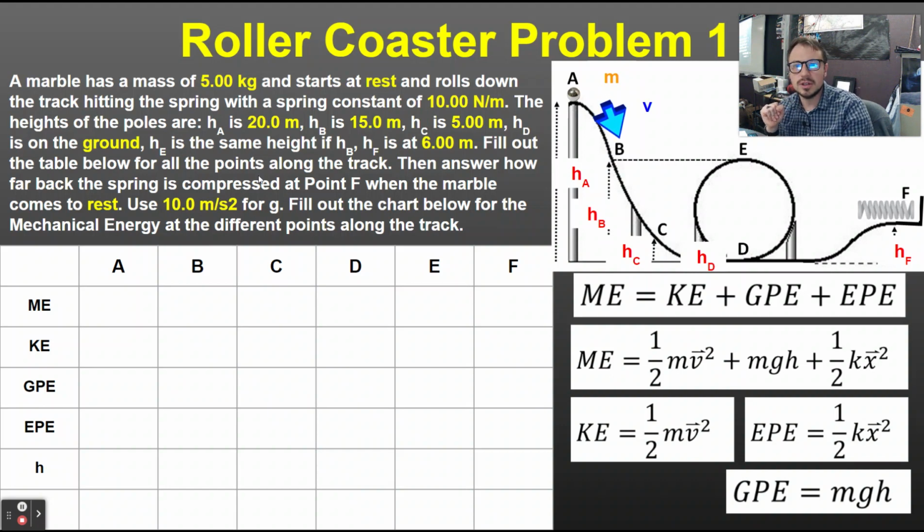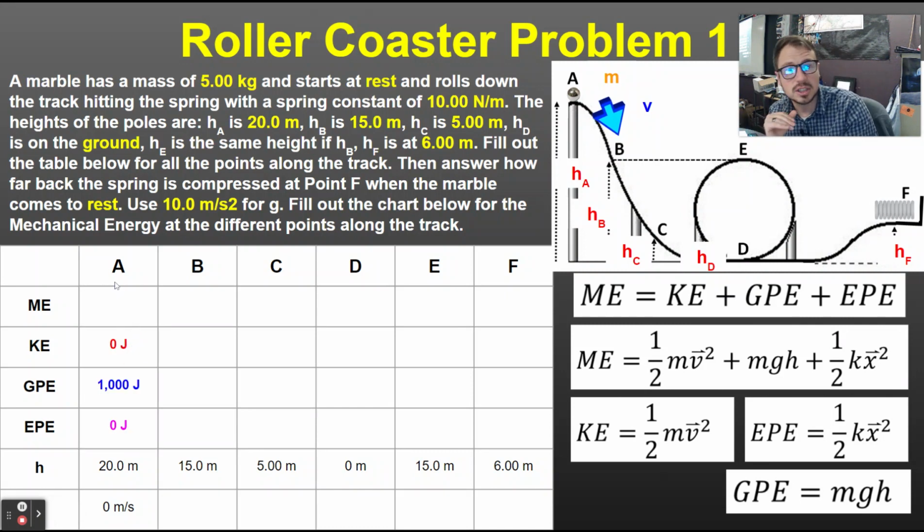So the first thing I want to do is fill in everything I know. I know the heights and I know the initial velocity is 0 meters per second. The marble starts out at rest at point A, so the kinetic energy is going to be 0. And I can calculate the gravitational potential energy: mass times gravity times height. I don't have any elastic potential energy yet, because nothing's being compressed or stretched. To find the mechanical energy, I just add all three of those together. Notice what happened: it's 1,000 joules of mechanical energy. I put 1,000 joules for all the points.